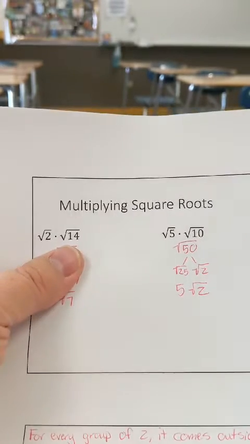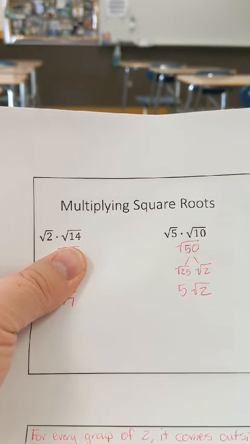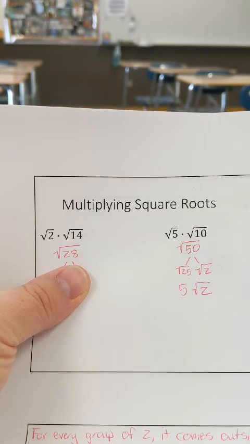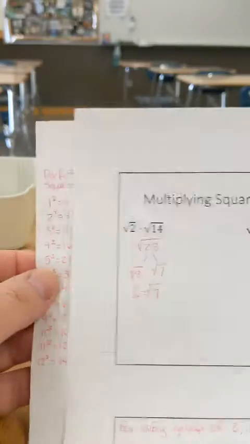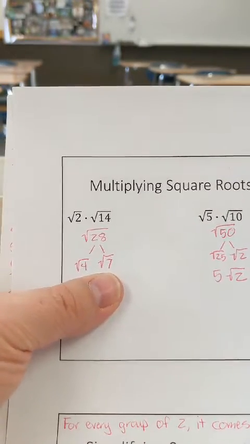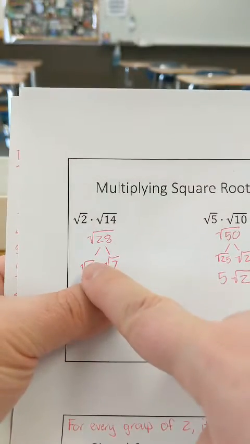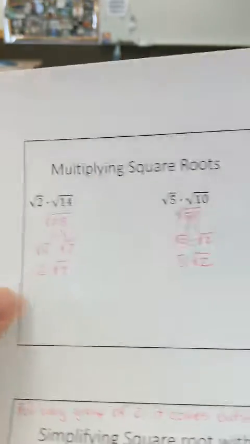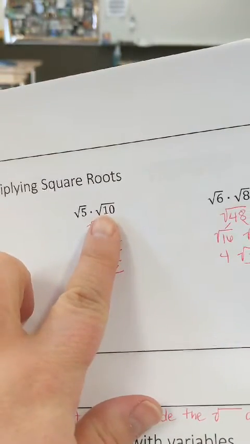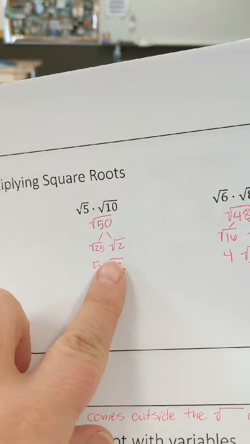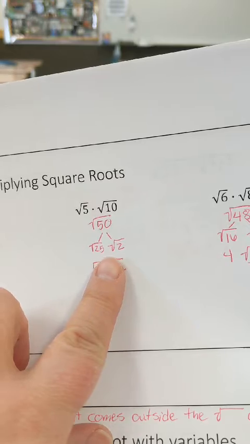Okay, then you'll have things where you'll have 2 square roots. Well, neither of those have perfect squares, so you multiply them together and you get square root of 28. And then you use your perfect squares again, and you find that 4 and 7 multiplied together is 28. So the square root of 4 is 2. And then the square root of 7 just drops. Same thing with this. Neither of these have a perfect square, so you multiply them together. You get 50, then square root of 25 and the square root of 2.